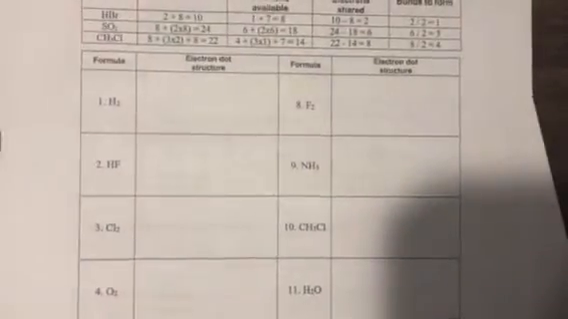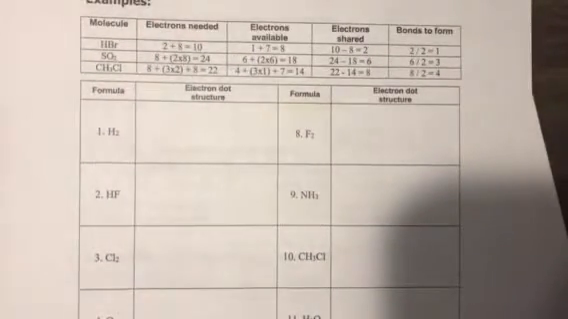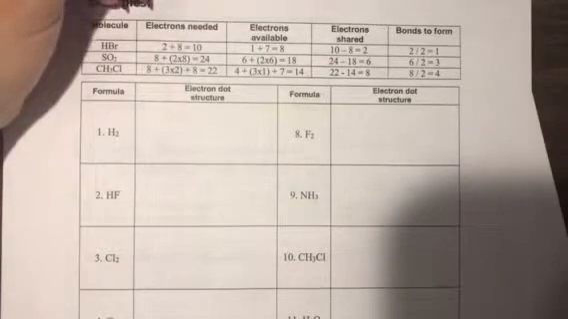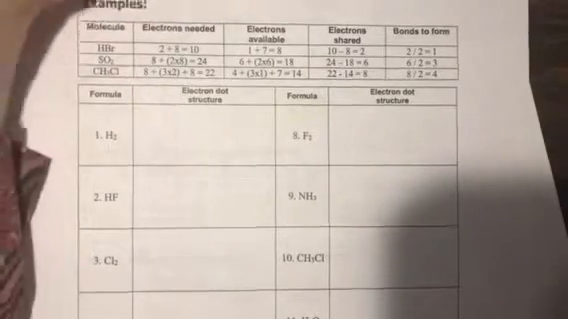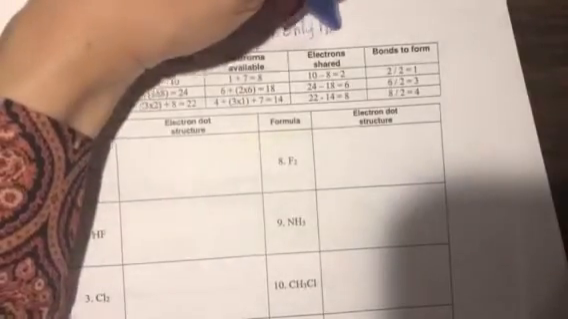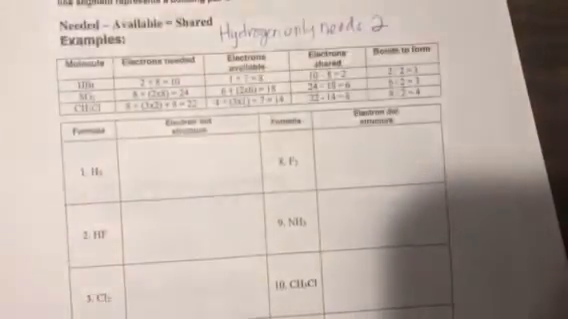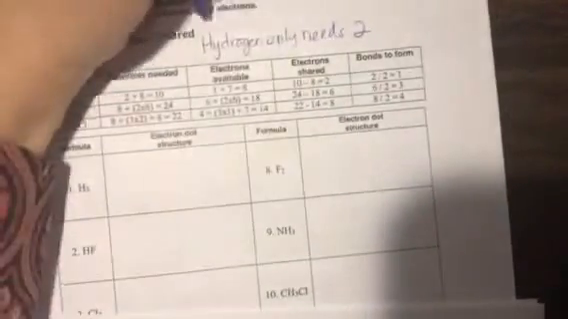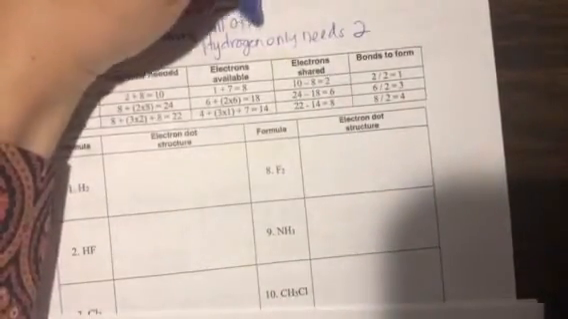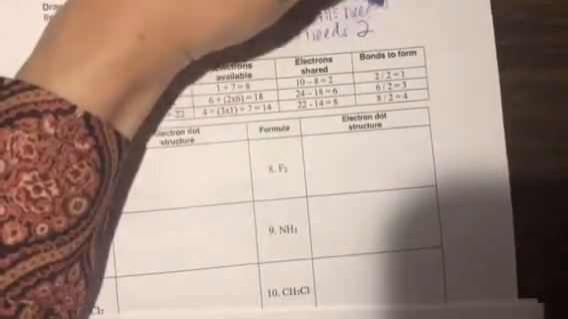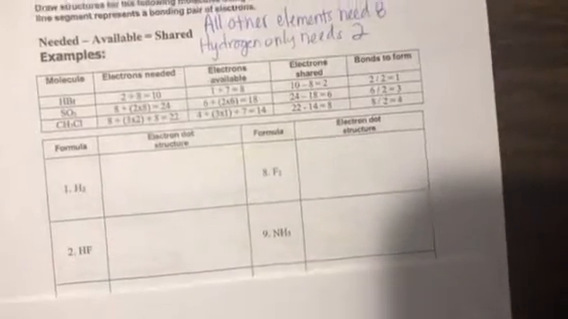On this back side, I'm going to let you practice the Lewis dot structure. Needed minus available equals shared. Somewhere where you could probably write on the top, hydrogen only needs 2. That's the only exception. All other elements need 8, to be an octet.